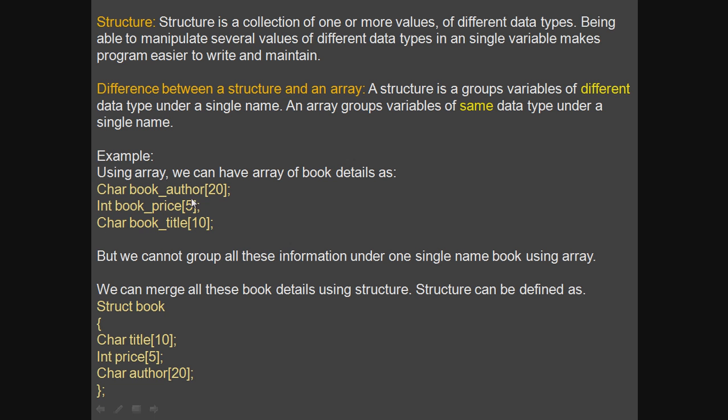So you can see that in an array we have a single array name and all elements are of the same type. Even though you will have 5 different book prices, they are all referred to by this array name and are all of the same type. But if we have to create a program based on the book, we cannot group all this information under one single name, book, using arrays. Now we can merge all these book details using a structure.